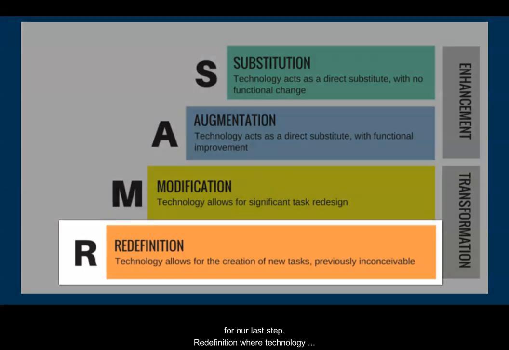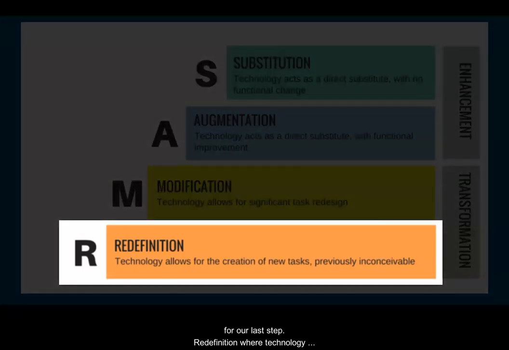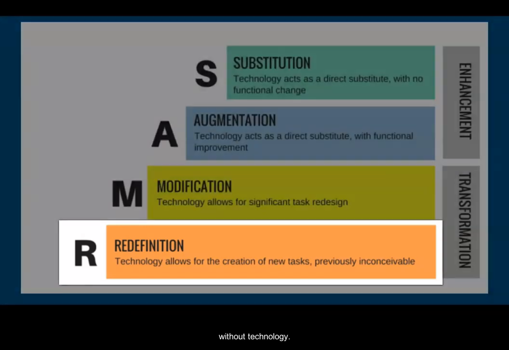And for our last step, redefinition, where technology allows for tasks that were previously inconceivable. Let's revisit our writing assignment one last time and imagine it with Adobe Spark. The written assignment will now turn into a video where the student has chosen images to visually represent their content as they read their writing assignment and record their voice for the final project that was previously inconceivable without technology.